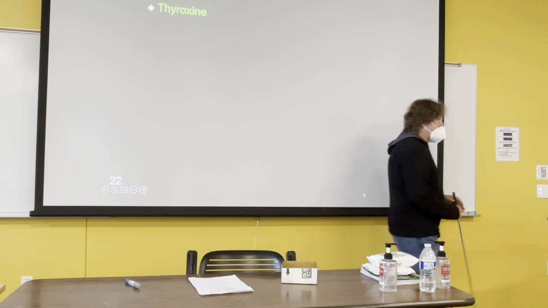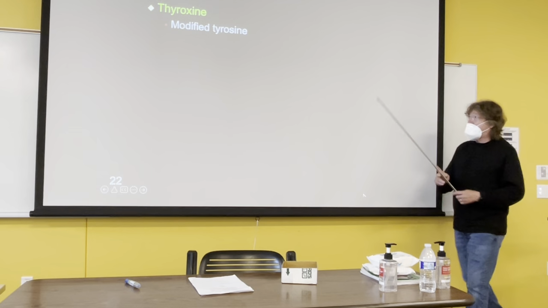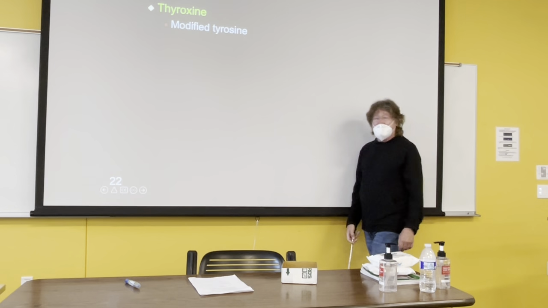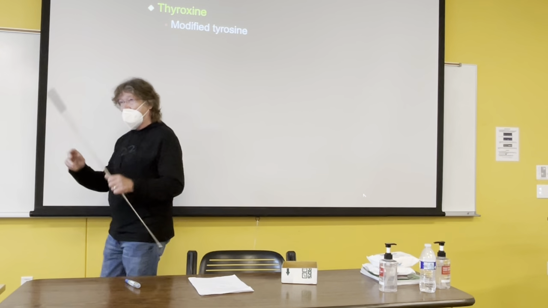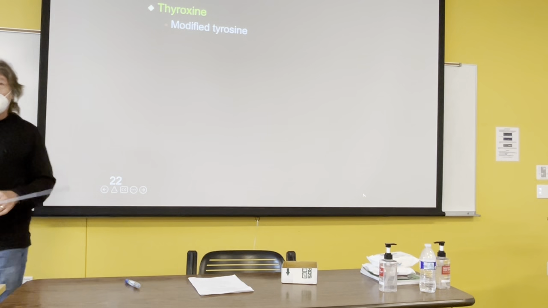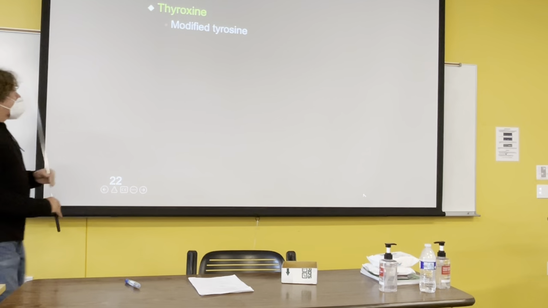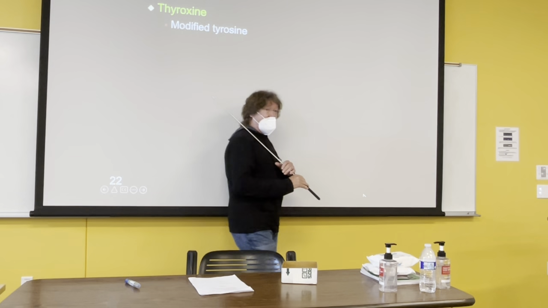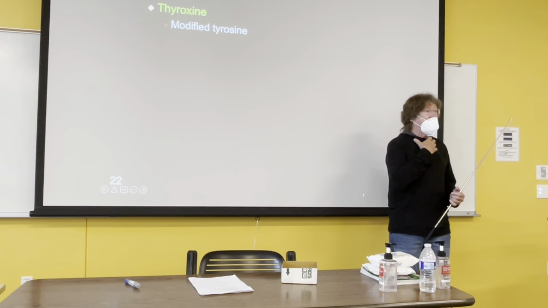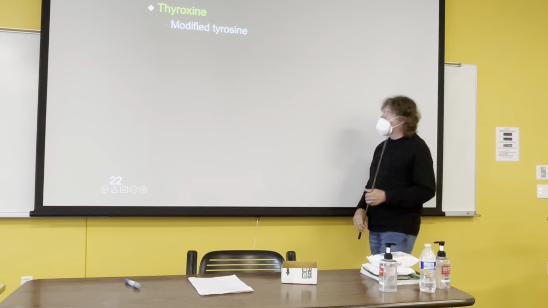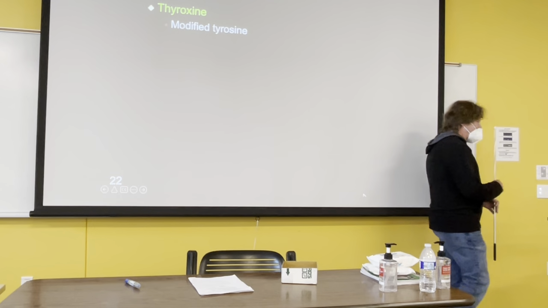Thyroxine is an amino acid derivative. It comes from tyrosine. It's a modified tyrosine that requires iodine. To form thyroxine, you take tyrosine, and at certain places on the R group, you attach 1 or 2 iodine atoms, and that will make thyroxine. That's why iodine deficiency leads to something called goiter, because the goiter is a swelling of the thyroid. It swells because it's trying to compensate for the lack of the ability to make thyroxine.